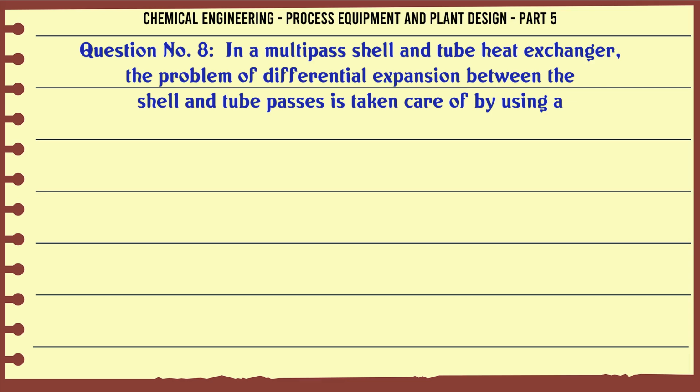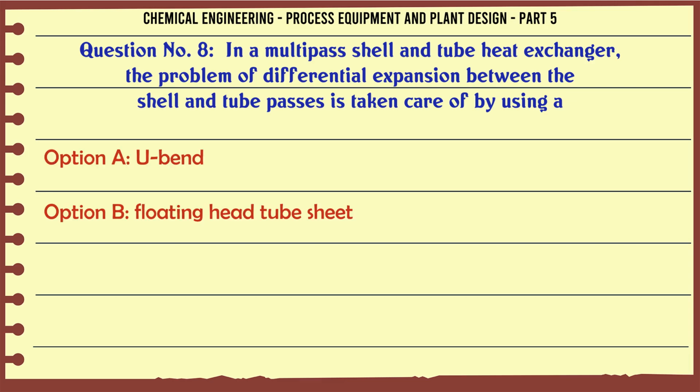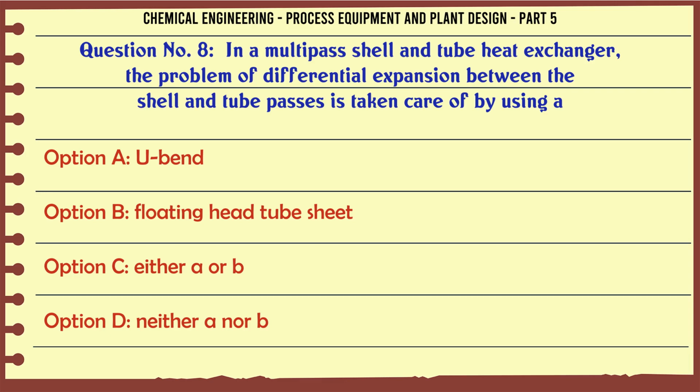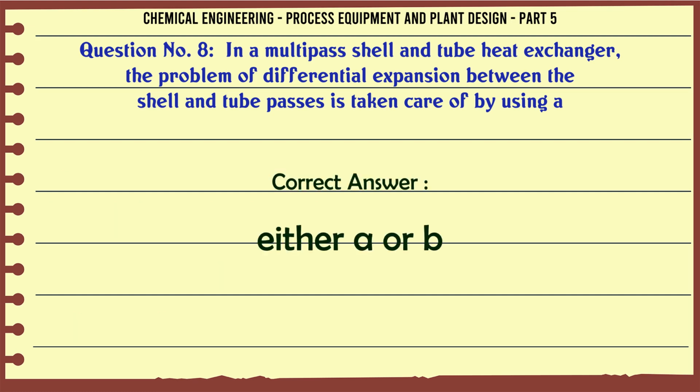In a multipass shell and tube heat exchanger, the problem of differential expansion between the shell and tube passes is taken care of by using A. U-bend, B. floating head tube sheet, C. either A or B, D. neither A nor B. The correct answer is either A or B.